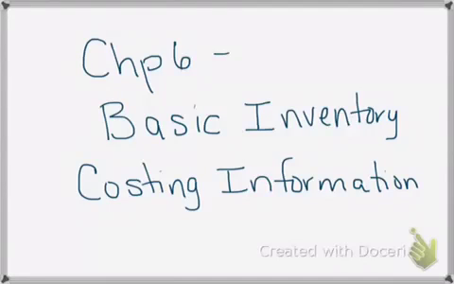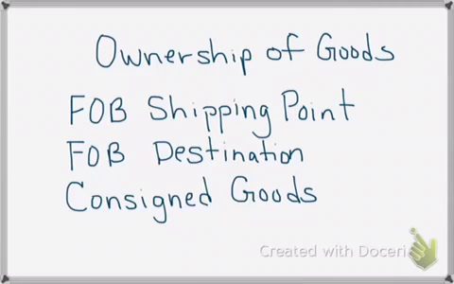to look at Chapter 6, Basic Inventory Costing Information. So this is just some of the basic information that you're going to find in Chapter 6. Some of the things that we look at as far as Chapter 6 goes is how we actually determine who owns the goods. This applies when those goods are in transit.